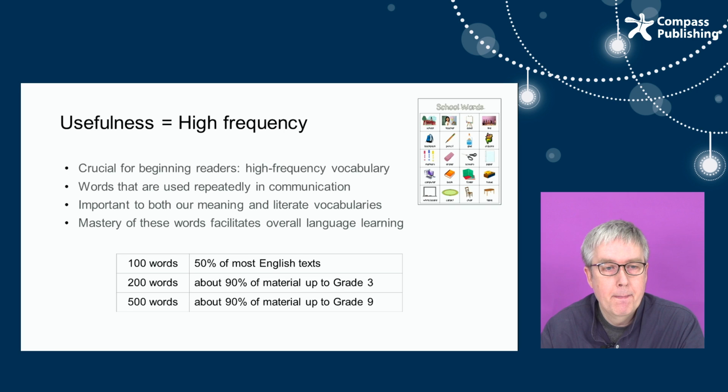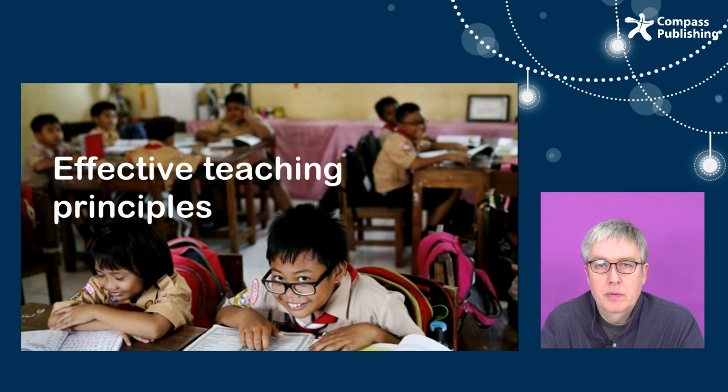So we talked about which words to teach your students: the ones that are related to their trajectory in their learning, either general English or academic English, and also high-frequency words. Next, I wanted to turn to effective teaching principles. There's a few things I wanted to talk about here. This is all about how to teach. When you set aside time in the classroom for teaching vocabulary, how do you do that? What are you actually doing?